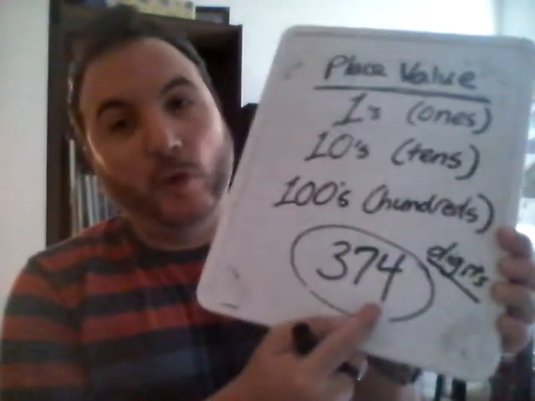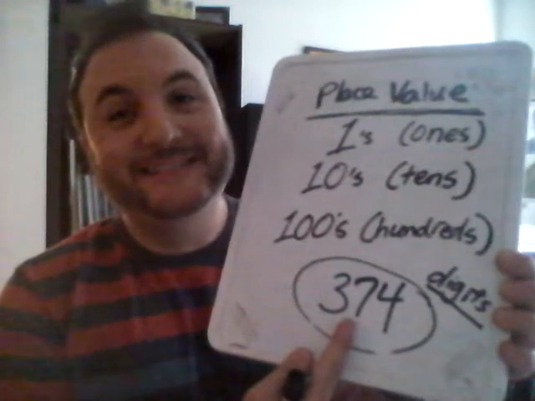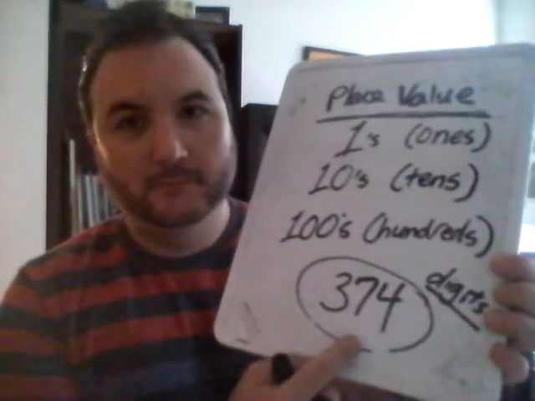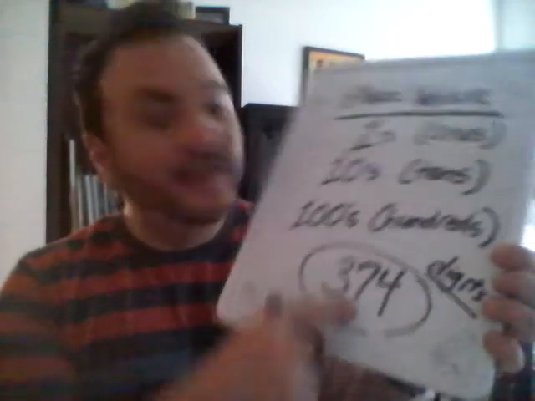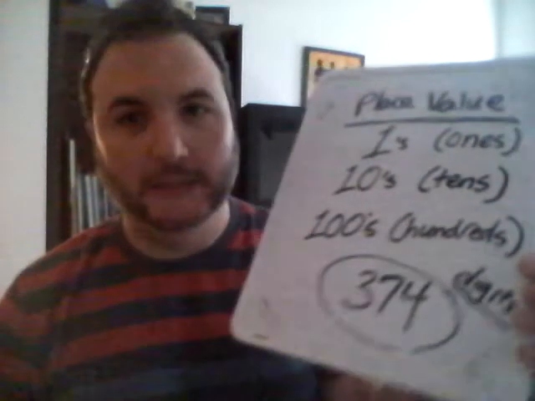So once again, 4 ones, 7 tens. This is not a 7. This is 7 groups of 10. Okay?